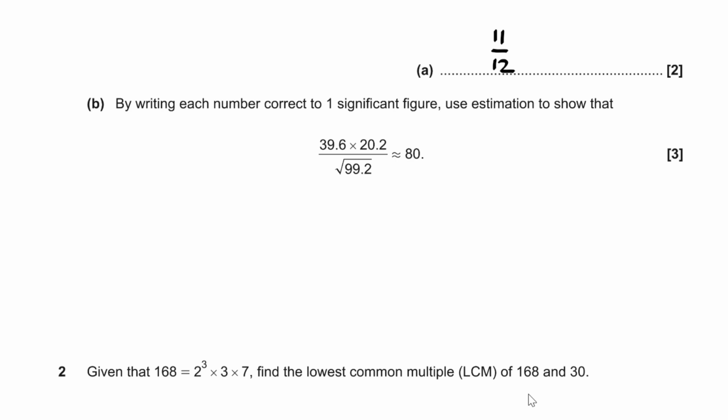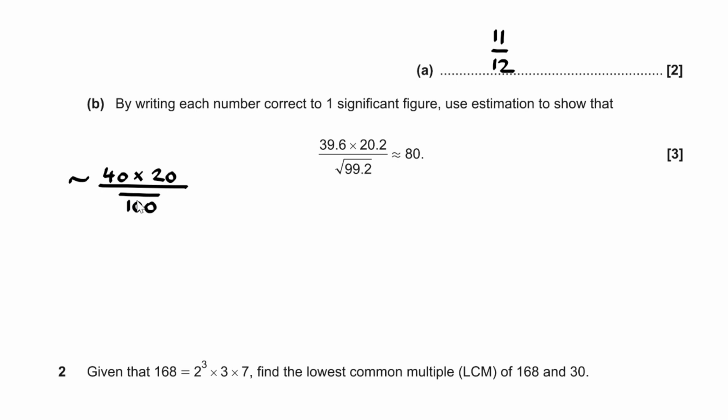And now for part B, by writing each number correct to one significant figure, we have to use estimation to show that 39.6 times 20.2 over the square root of 99.2 is approximately 80. Well, 39.6 to one significant figure, that's 40. 20.2 to one significant figure, that's 20. And then 99.2 to one significant figure, that's 100.